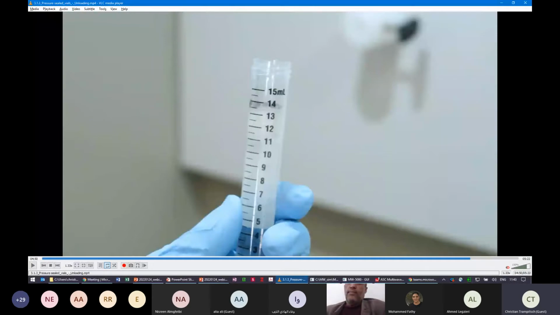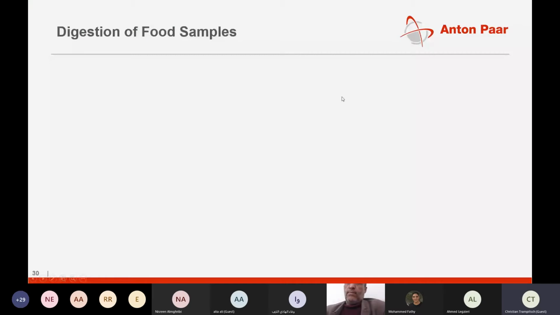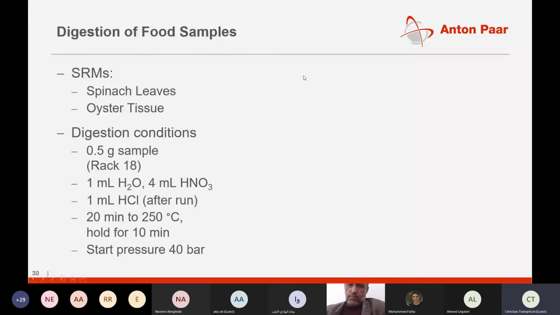What I would like to show you is, again, a result of a digestion of food samples. Again, we have been verifying the performance with the SRMs, in this case spinach and oyster. We can use up to 0.5 grams in these small vials. In the REC 18, where we have 18 vials, we have 18 milliliter vials, and they can carry up to half a gram of a sample.